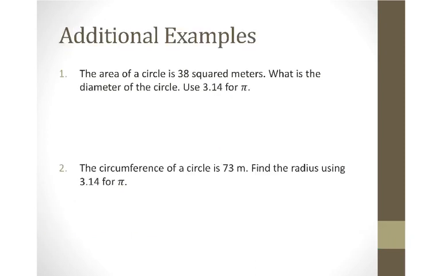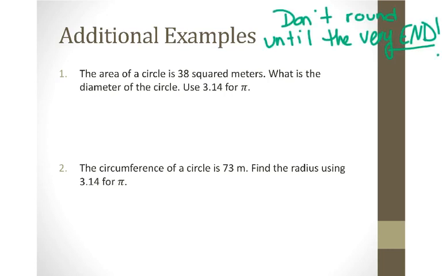If you notice in your notes, I give you a little note that says don't round to the given place value until the very end. One thing you should know is if you round too early, it's going to throw off your final answer. So don't round until the very end. Looking at the first problem, now we're going into problems like what we did before. It says the area of a circle is 38 square meters. What is the diameter of the circle? Use 3.14 for pi.